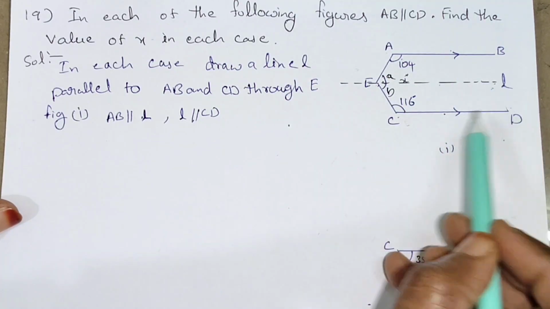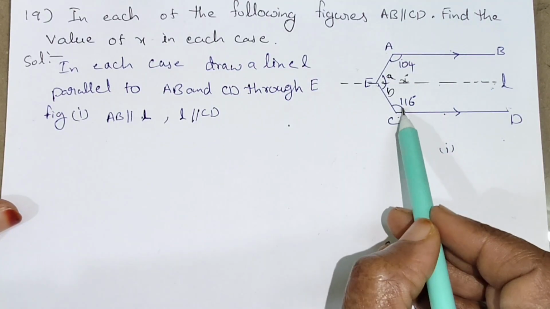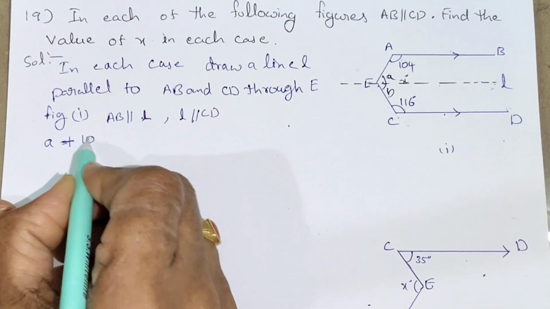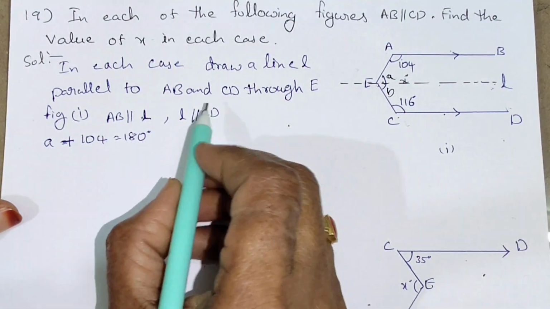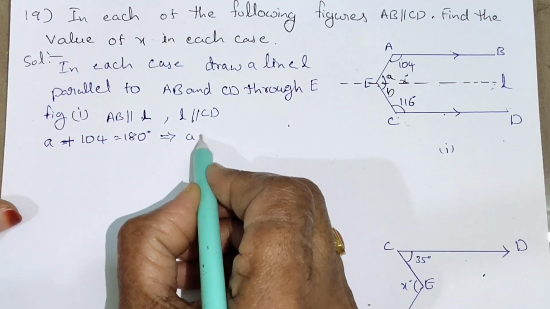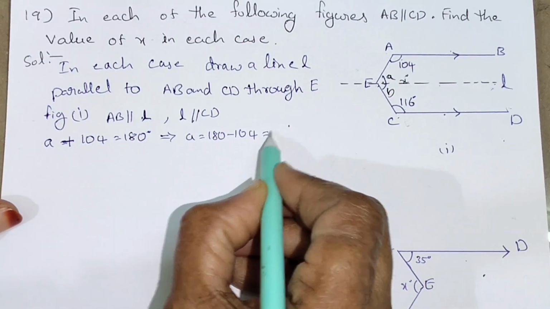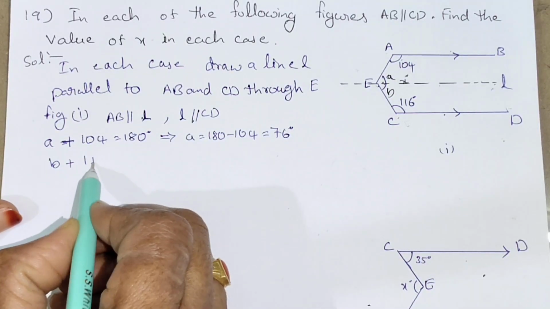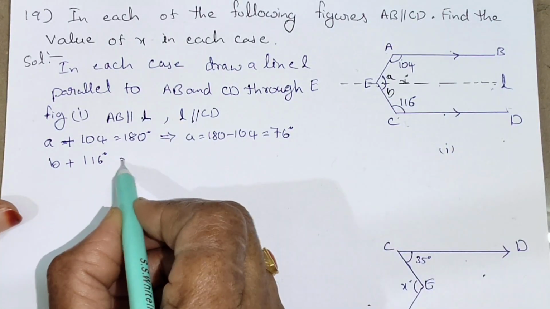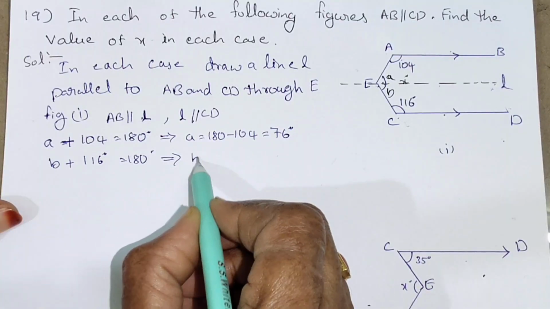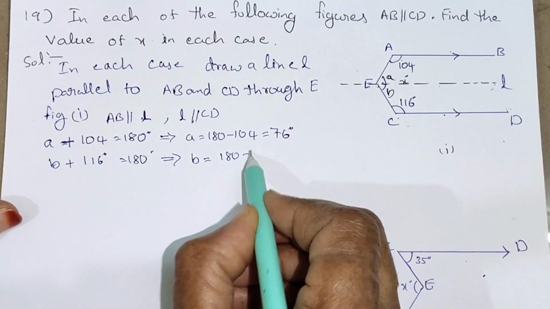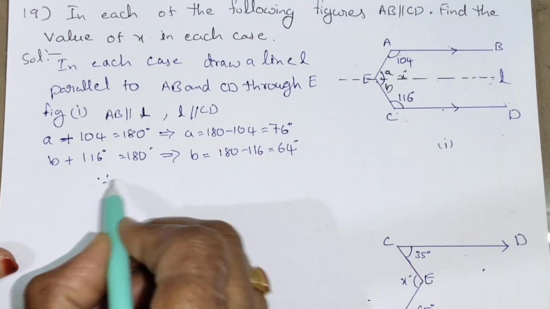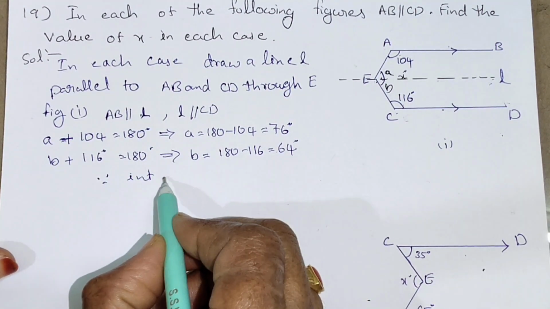Next, L is parallel to CD. These two are the interior angles, sum is equal to 180. So here A plus 104 equal to 180 degrees. So A equals 180 minus 104, which is 76 degrees. Next, B plus 116 equal to 180. That implies B equals 180 minus 116, so 64 degrees.